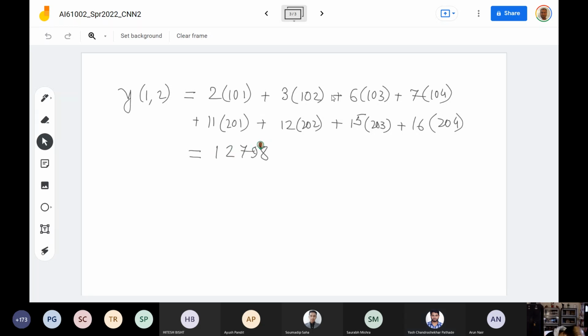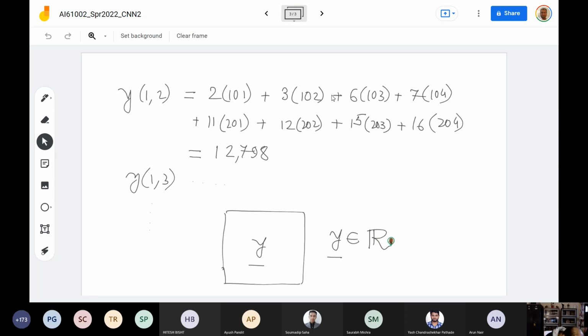Okay. So like this, I can now obtain y1 comma 3, and then like this, it keeps on going, so on and so forth. And then essentially now I am able to create this output matrix y. Now, what does y belong to? Essentially I'm asking you, what is the size of y?